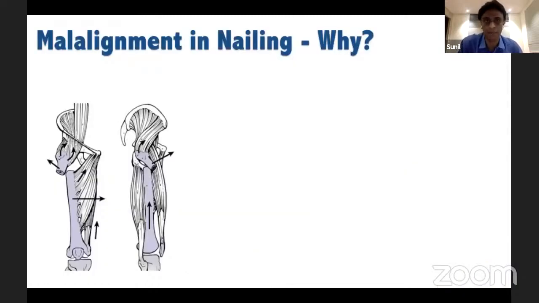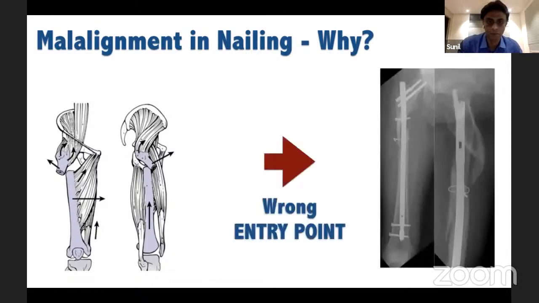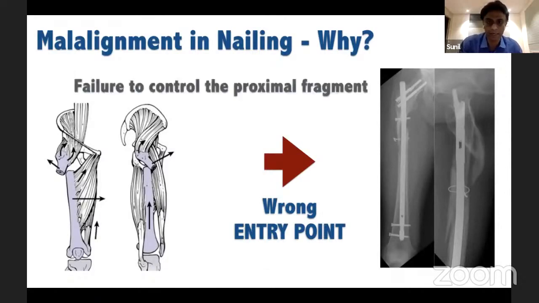So why is malalignment so common when you nail a subtroch fracture? Why does this happen? Most often it happens because you end up having a wrong entry point. This happens in turn because you have not got a good reduction. So when you nail a subtroch fracture, the main difficulty is the failure to control the small proximal fragment. That is what predisposes to all our problems. You can get a malreduction, which in turn will predispose you to a wrong entry point and then subsequent further malalignments.